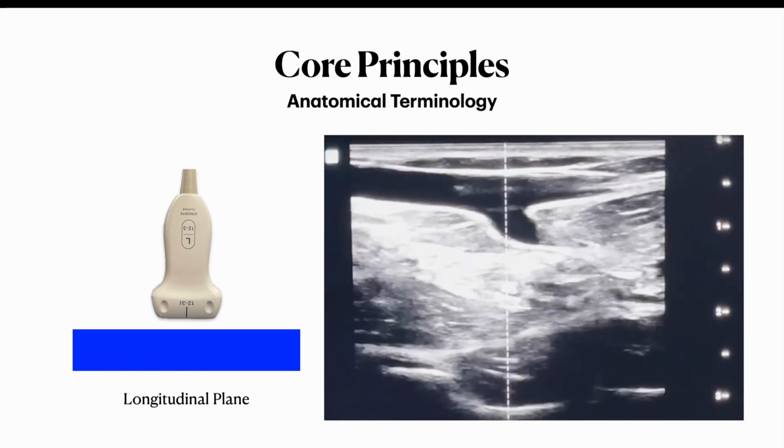The second plane is known as the longitudinal plane, and if we make our probe footprint parallel to the vessel, we can see the vessel on its long axis, which you can see here on the ultrasound screen.